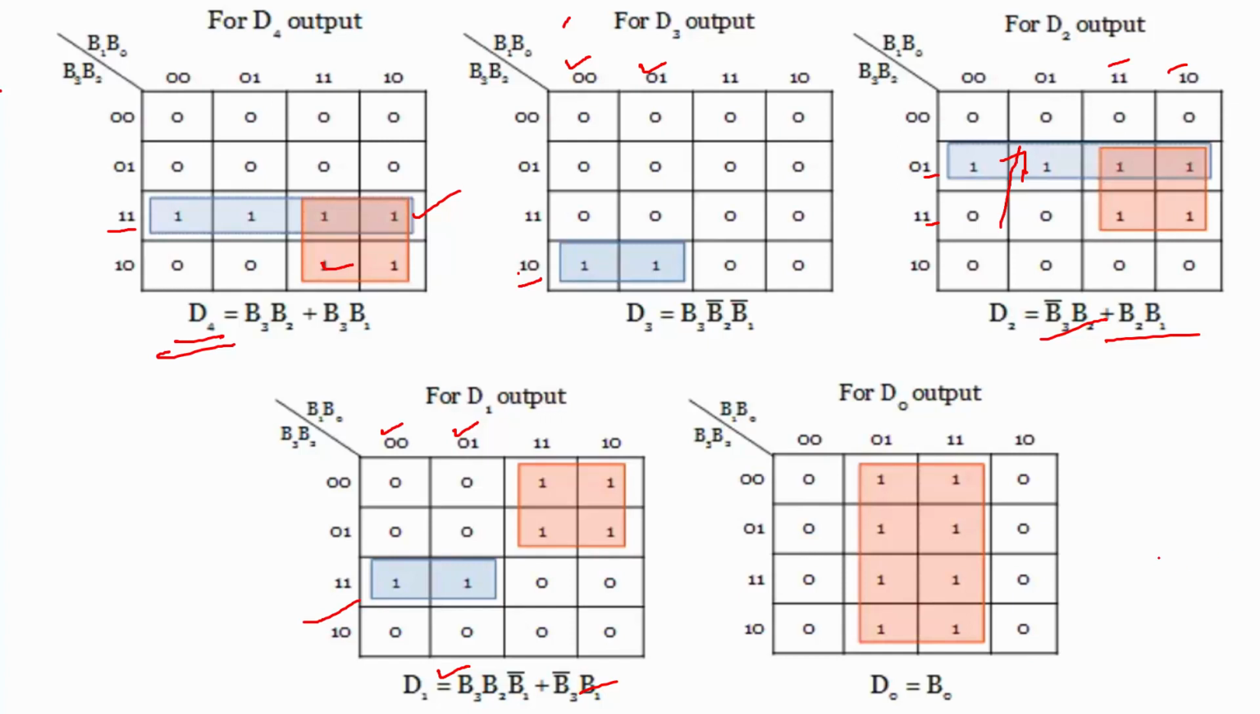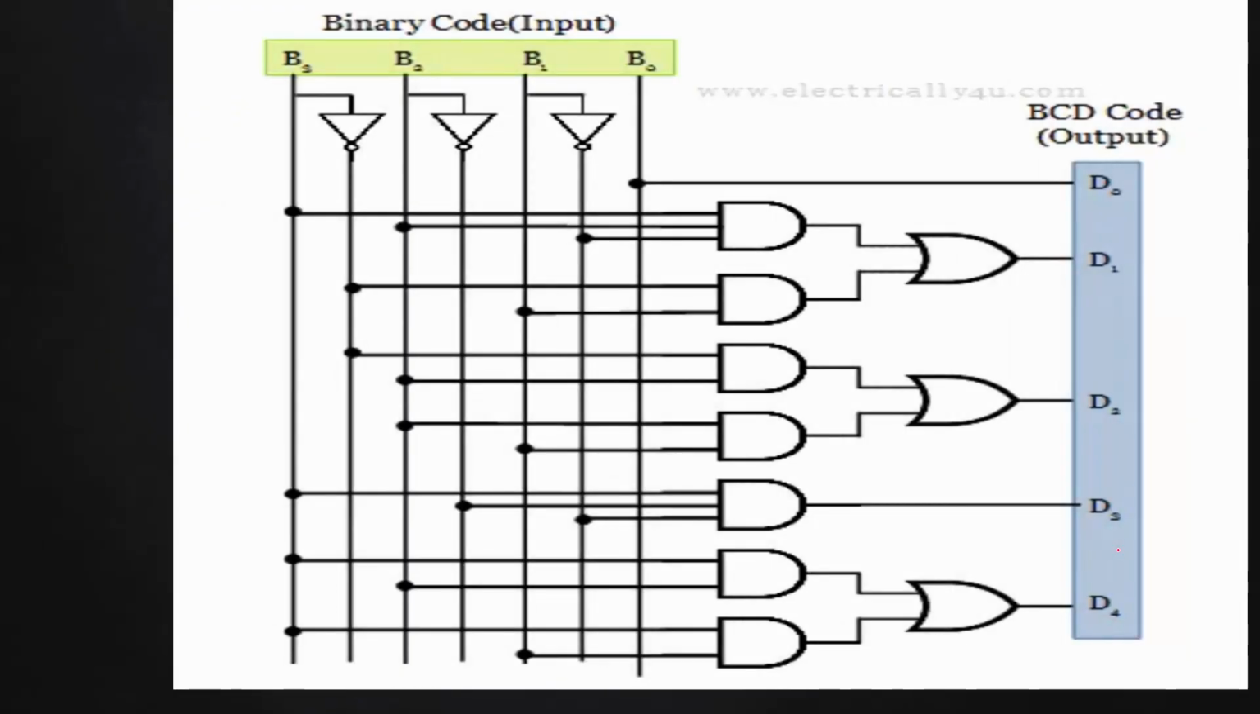Again for this D0, here for this 8-celled group, B0 is common. Only one term, B0, is common with value 1. So D0 is B0. Okay. Now using these expressions after the simplification, D4, D3, D2, D1 and D0, we can draw the circuit like this.